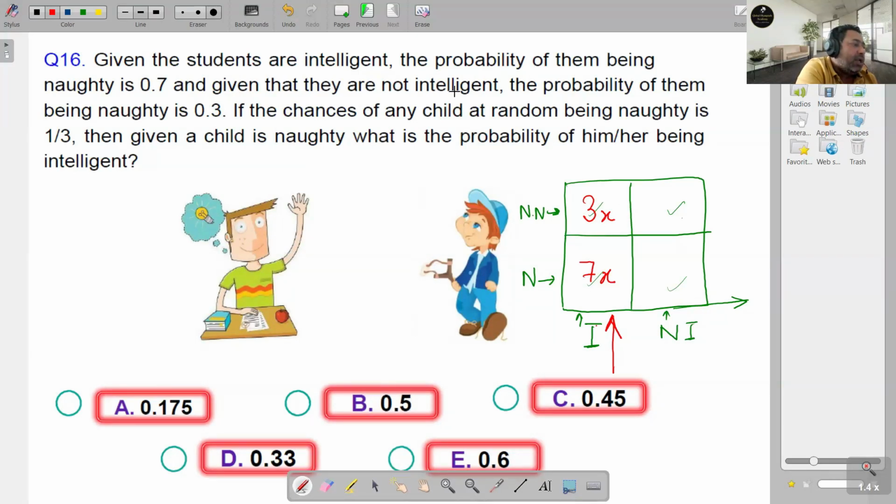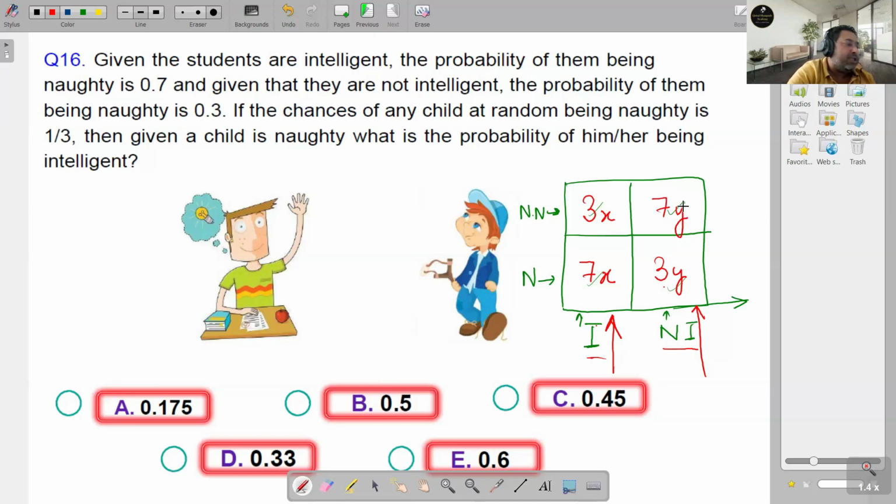Now, given that they are not intelligent, the probability. So now we are discussing this column. The probability of them being naughty is 0.3. Since intelligent and not intelligent people are not equal in number, we cannot take 3x here. But we can take a different variable, 3y. So not intelligent but naughty is, let's say, 0.3, then not intelligent and not naughty will be 0.7. So that will be 7y. All right, we've got something here.